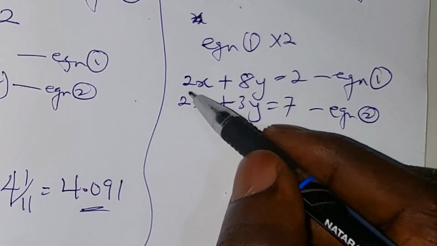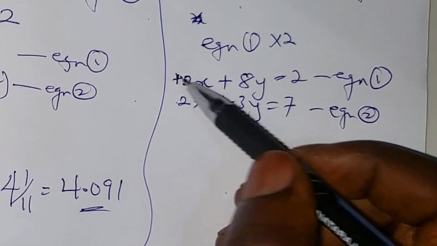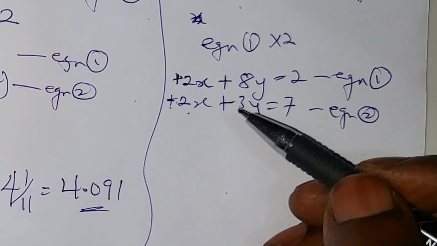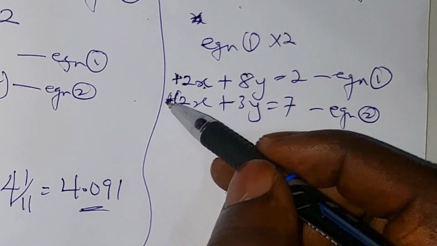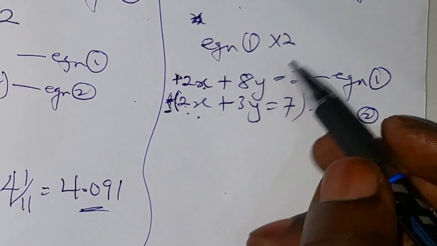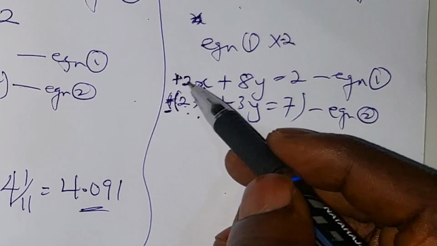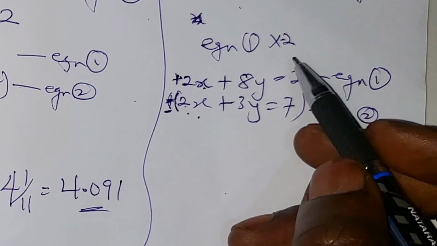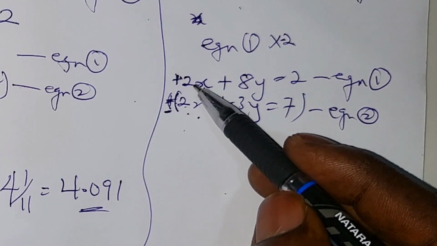Now, because the signs are the same, they are both positive, what we need to do is subtract. We don't need to add, because if we add, we are going to get 4x. So we need to rather subtract. It's going to be this term minus this term. In some cases you can decide to even multiply by -2 so that you get negative here, and you just have to add. But since we've already multiplied by +2, let's go ahead and subtract.